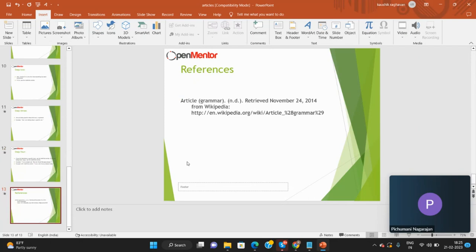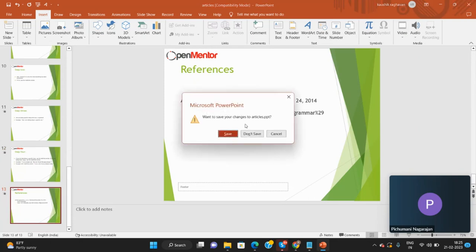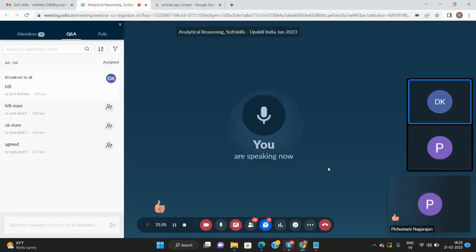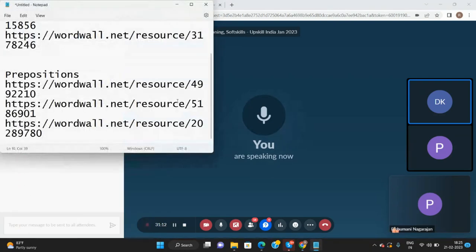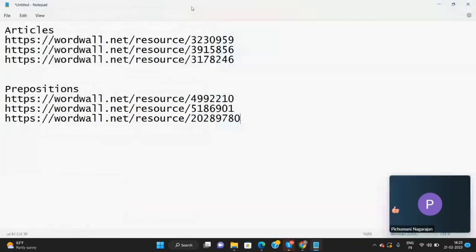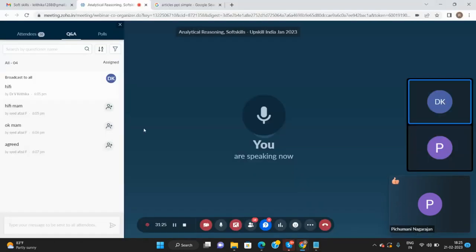Is it clear till now? Can we proceed with the exercise? I have three exercises for articles today. We will start with the exercise on articles and then we'll proceed with prepositions. I'm pasting all the three links. Take one exercise at a time and please complete it. Once you are done with the exercises, please let me know.